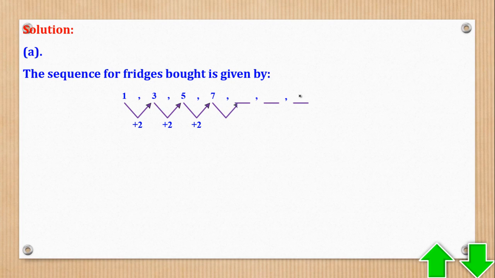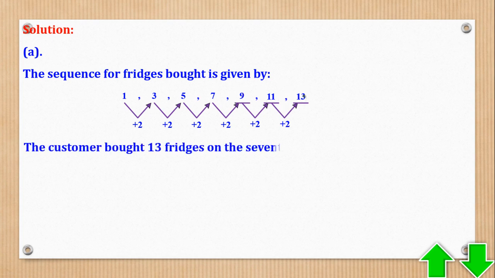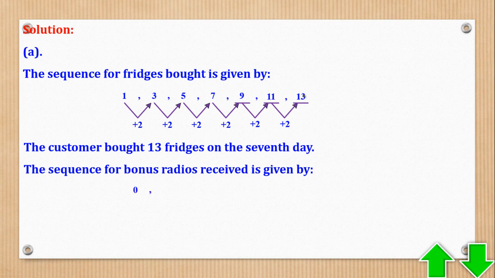So even here from 7 to the next will be +2 to give you 9, then from 9 to the next will be +2 to give you 11, then from 11 to the next will be also +2 to give you 13. So 9 were bought on the 5th day, 11 on the 6th day, and 13 on the 7th day. So the customer bought 13 fridges on the 7th day. The sequence for the bonus radios received are as follows.